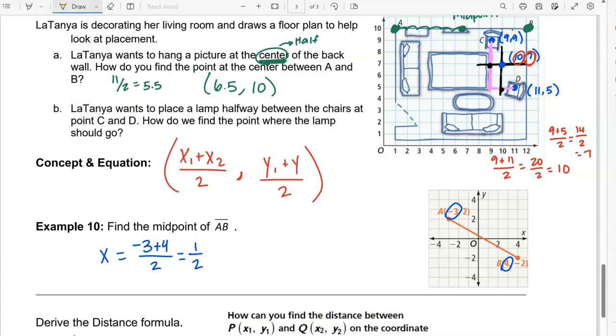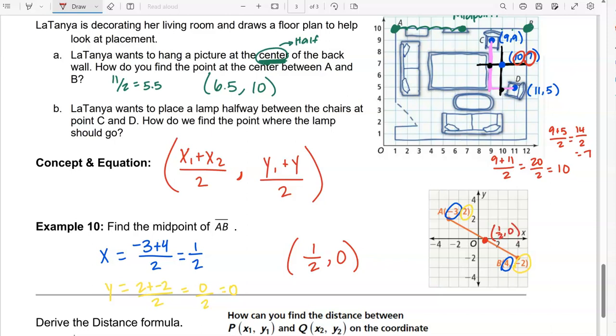And then we're going to have our y value. Add your y values. 2 plus -2, all divided by 2. 2 plus -2 gives us 0. 0 over 2 gives us 0. So your final point is the x value and the y value together: 1/2, 0. To double check, you can make sure that that falls on the graph roughly in the middle, and it does.